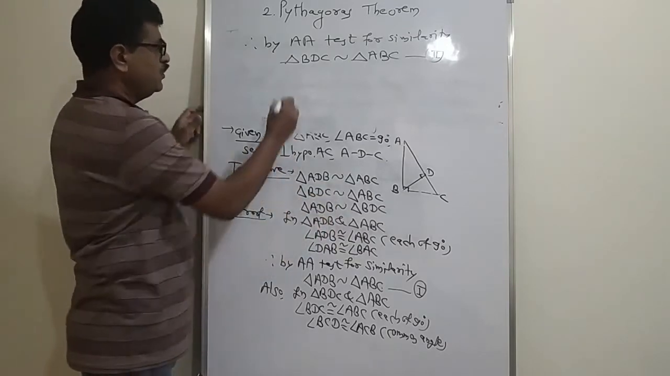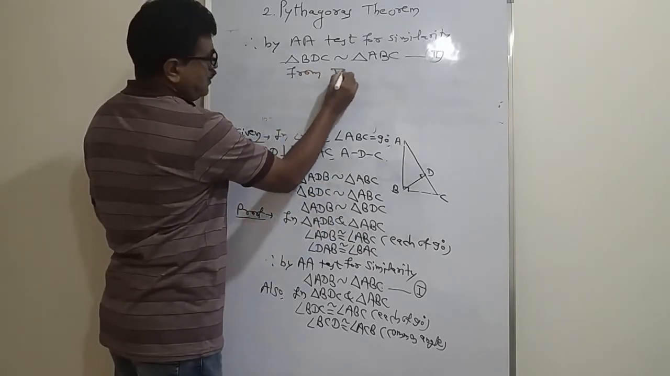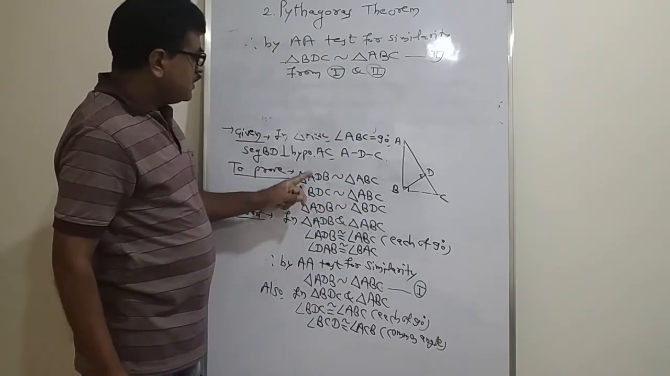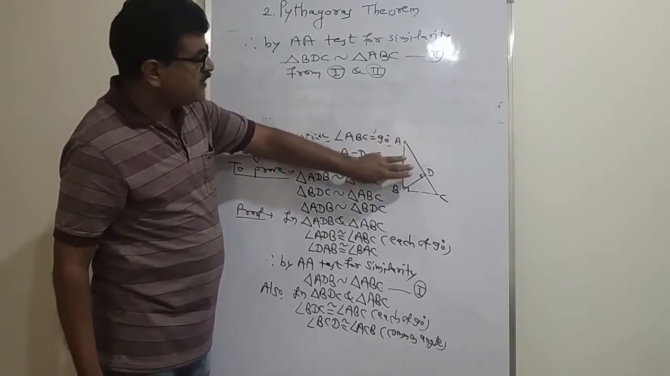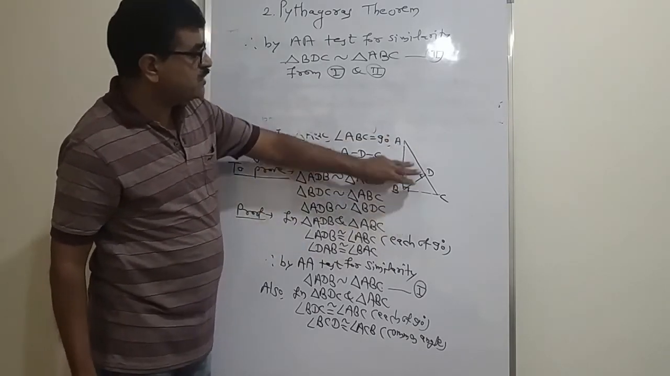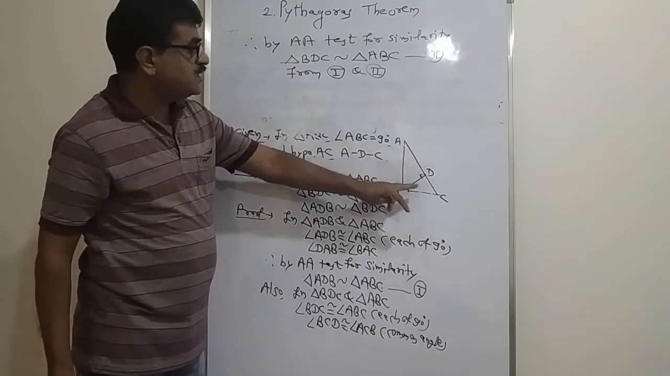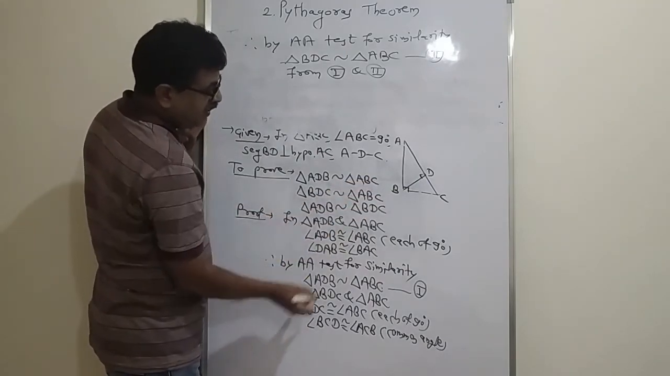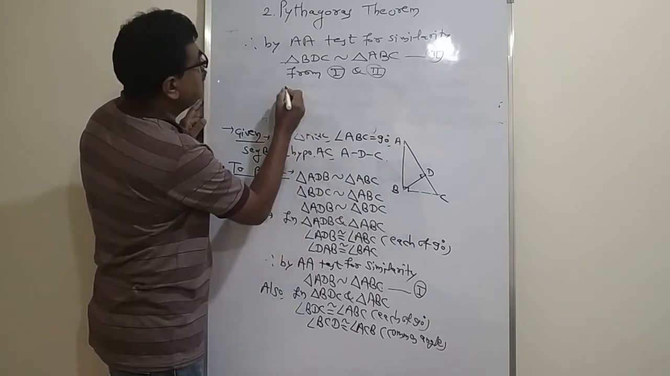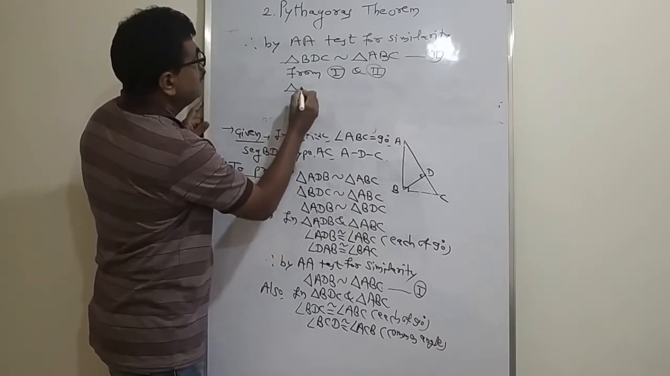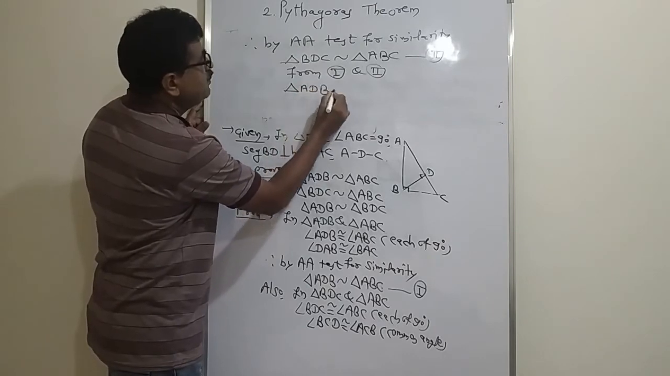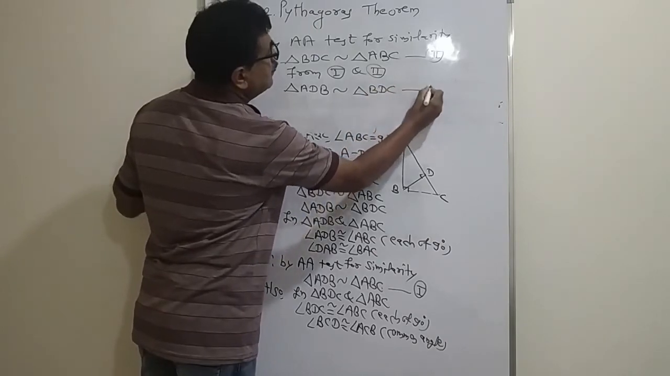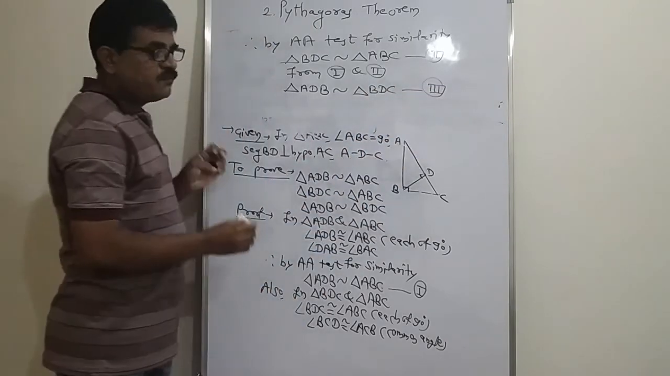Now from 1 and 2, this triangle ADB is similar to triangle ABC. This is also similar to triangle ABC. Therefore these two triangles are similar. That is triangle ADB, this is common. Therefore triangle ADB is similar to triangle BDC. This is the third. This is the proof.